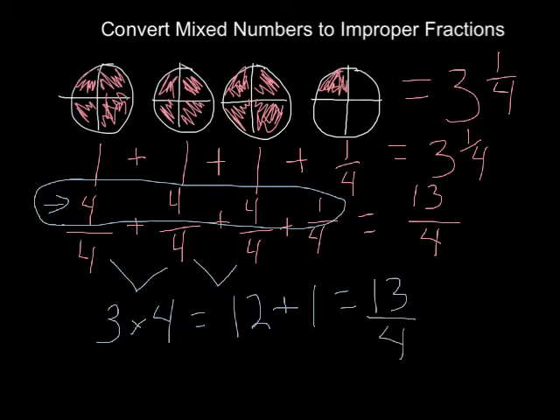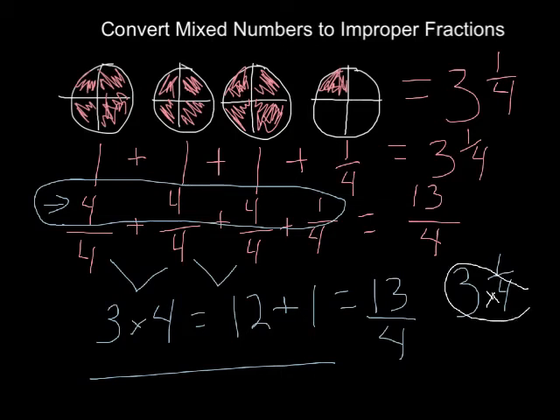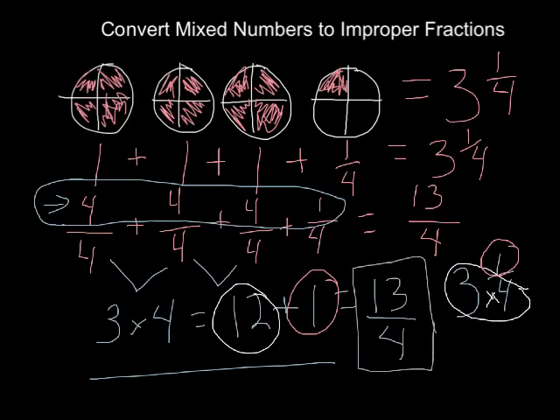Another way you can look at it is, here's our original mixed number, and what we just did on this side is we did 3 times 4, so our whole number times our denominator, and we got 12, and then we added the 1 numerator to get our final answer of 13/4. Let's look at another example.